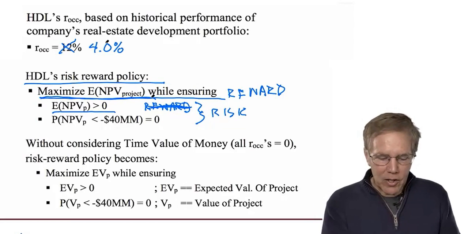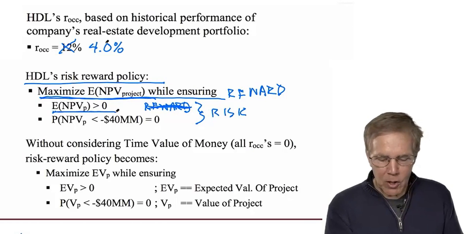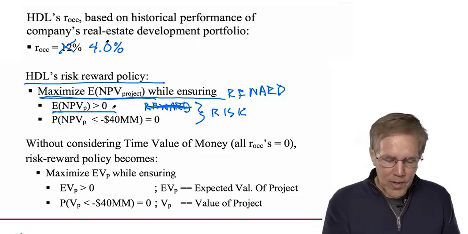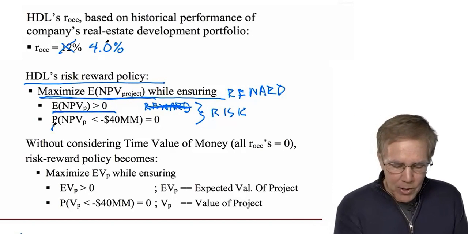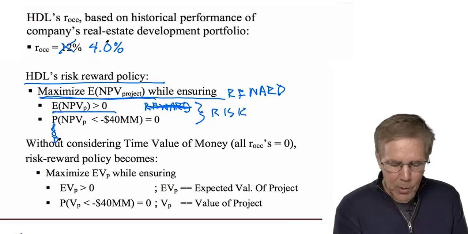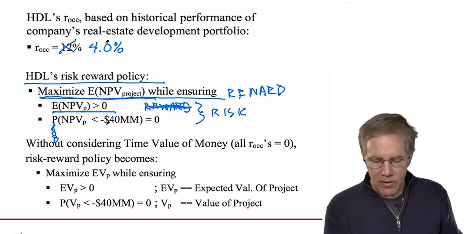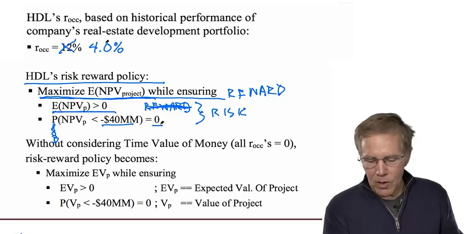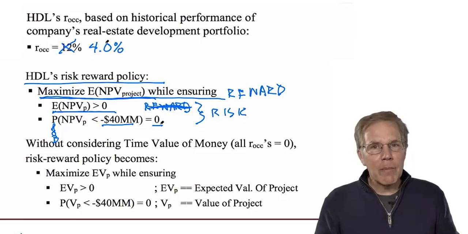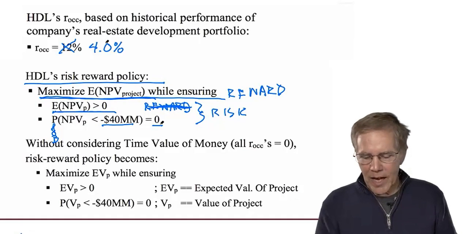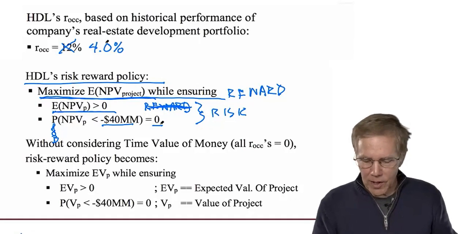From risk, they clearly want to make sure that that expected value is greater than 0, right? If it's less than 0, over the long haul, they're going to lose money on this. That's a loser of a project. Also, they want to say that the probability, that's P stands for probability, the probability that the NPV of the project is less than negative 40 million is 0. So what do they mean by that? They mean that no matter what, they don't want to lose more than 40 million on this project, okay? So that's going to be a key component of their risk criteria.